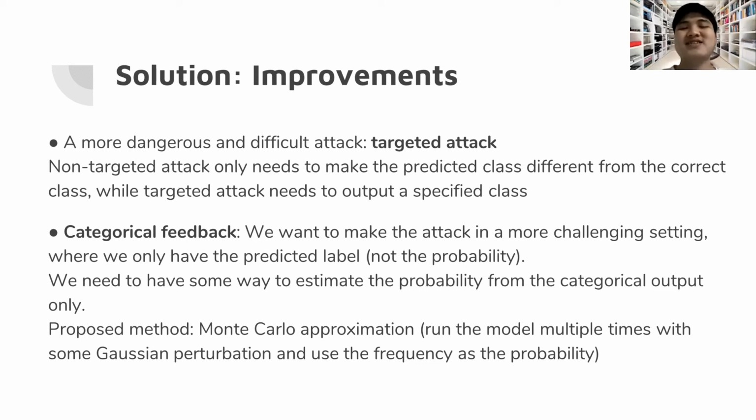The second setting is categorical feedback, which is true for several real-life software. In this setting, we only have the predicted label, not the probability, but we still need to have some way to estimate this probability. And our proposed method is the Monte Carlo approximation, where we run the model multiple times with some additional Gaussian perturbation and use the frequency as the probability.